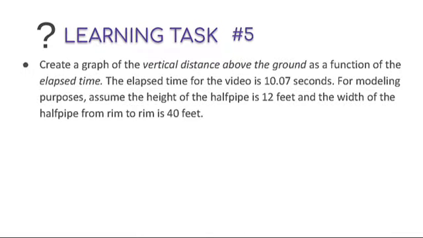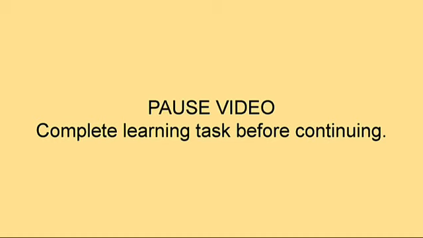For the next task, we will create a graph of the vertical distance above the ground as a function of the elapsed time. Again, the elapsed time for the video is 10.07 seconds. For modeling purposes, assume the height of the half pipe is 12 feet and the width of the half pipe from rim to rim is 40 feet. Pause the video and complete the learning task before continuing.